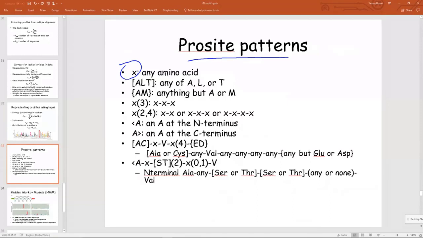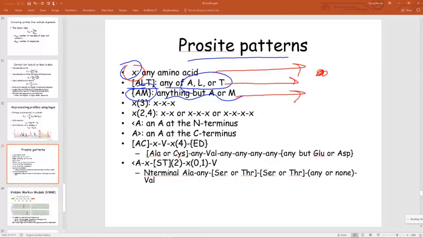So X in the PROSITE pattern means any character. When you have square brackets, it means any of those characters. When you have curly brackets, it means anything but those characters. When you are converting this to a MATLAB regular expression or Python regular expression, they use a slightly different way of encoding these. So an X is encoded with a dot in MATLAB, in the regular expressions that we use in programming. The curly brackets is represented using square brackets followed by the hat symbol. Okay, so that's the anything but A or M. All right. So square brackets followed by a hat means anything but.